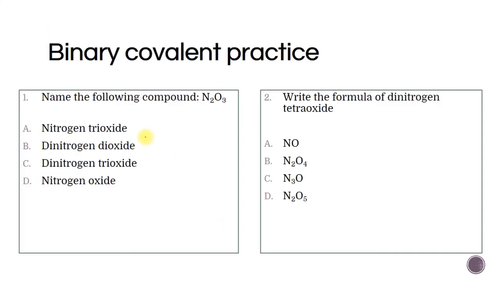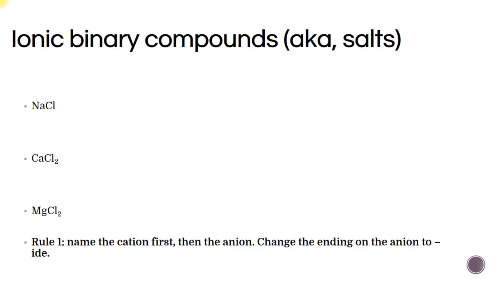Okay, so if we name the following compound, N2O3, I want you to do this to be graded. Pause the video and do it now so you don't have to remember to come back later. I'll wait. Okay, you're also going to do this one. They're both going to be graded. I want you to use those rules we just learned and the prefixes together to figure out the answer here.